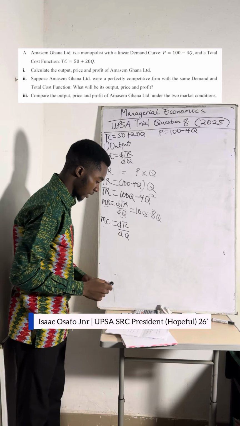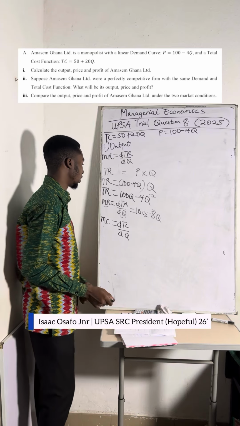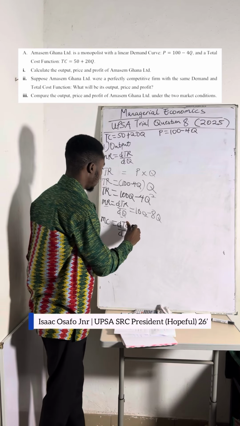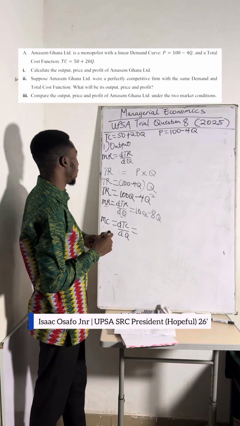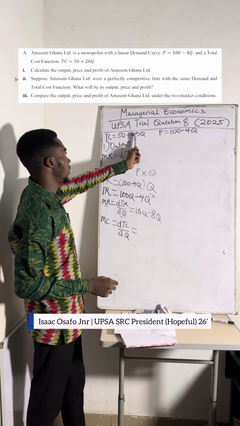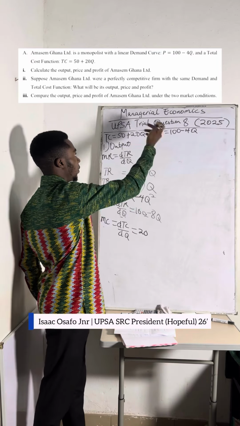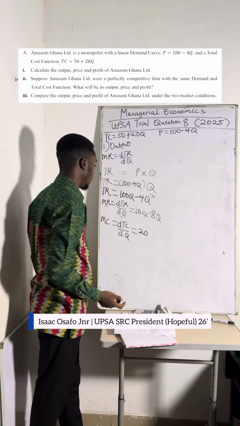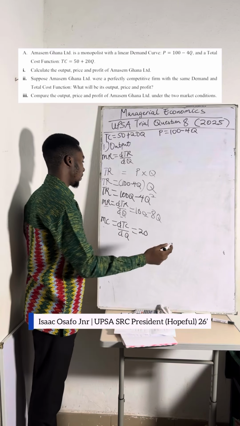I'm sure you guys realized from the question. All right, so 50 plus 20Q. So that's it. Now we are going to differentiate the total cost function with respect to Q. If you are differentiating 50 plus 20Q with respect to Q, 50 will vanish. 20Q will become 20 because the Q will become 1, so 20 times 1 is 20. After you differentiate this with respect to Q, we are getting 20, and that's our marginal cost.